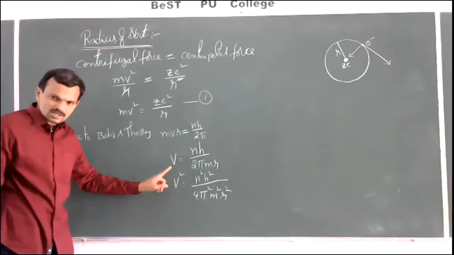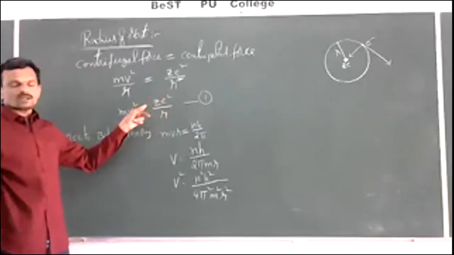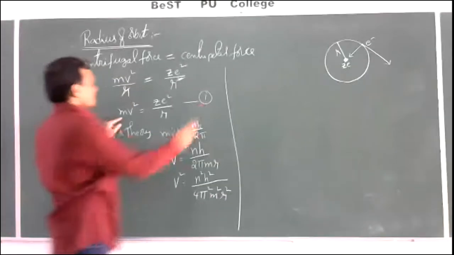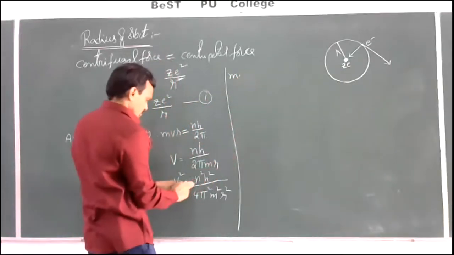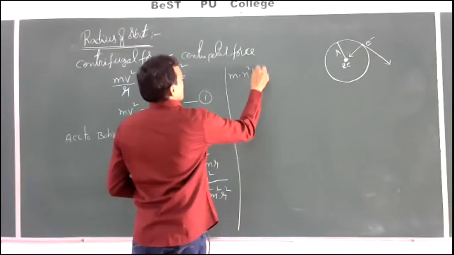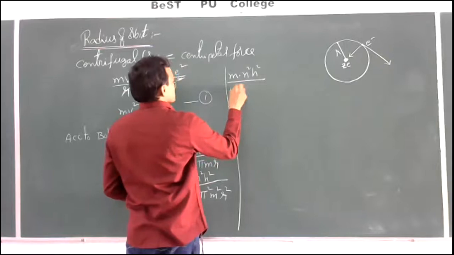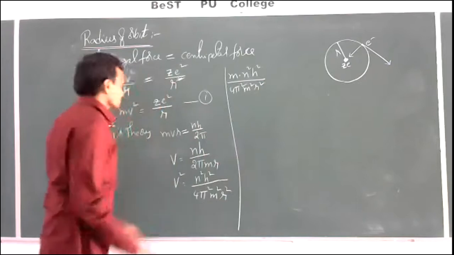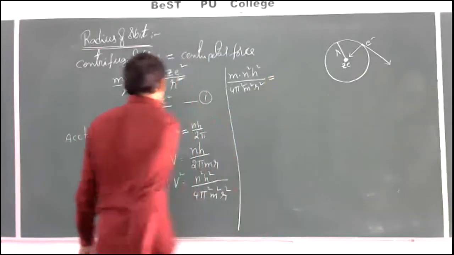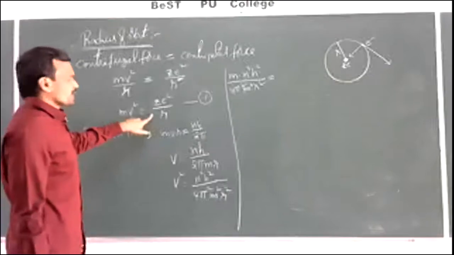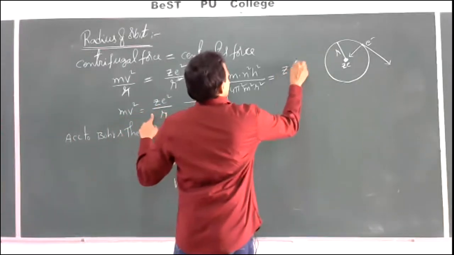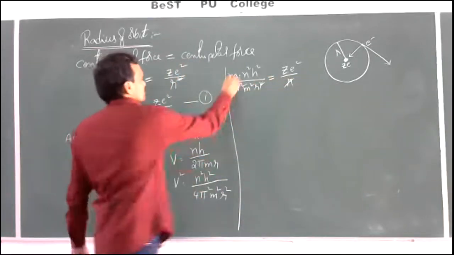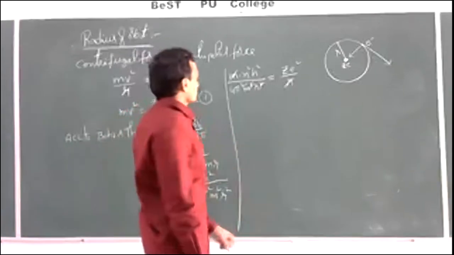Now substitute this v square value in equation 1. What will we get here? m v square, where v square is n square h square by 4 pi square m square r square, is equal to Ze square by r. Here r and r get cancelled, and m and m get cancelled.